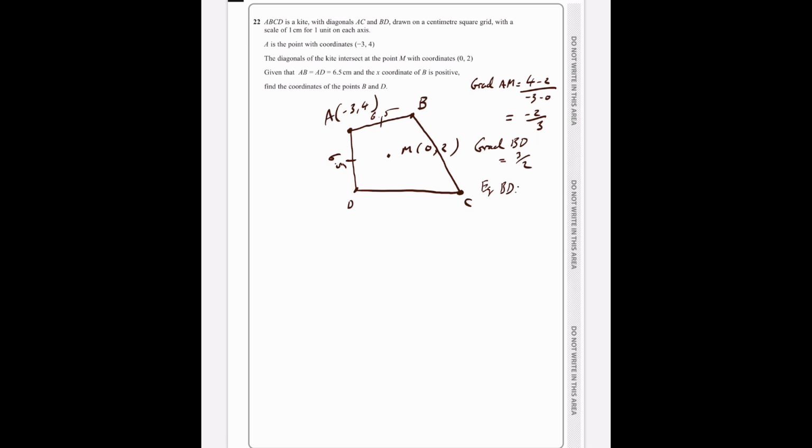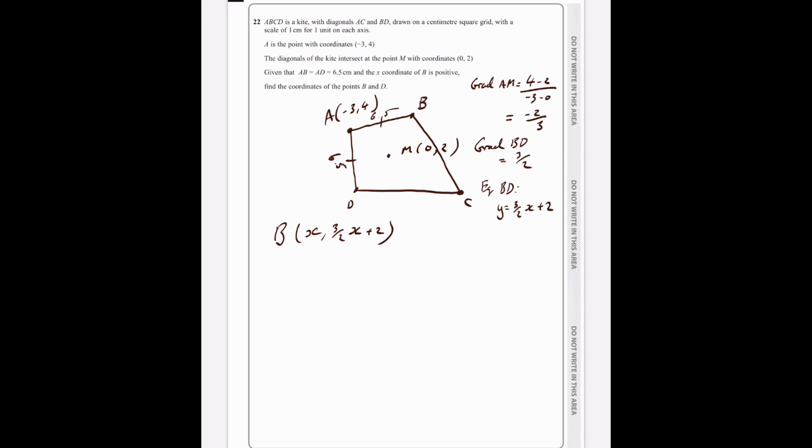And now I'm going to construct the equation of the line BD. We know the gradient is 3 over 2. It passes through (0, 2), so that's going to be the intercept with the y-axis. I actually have to do very little work there. y equals 3 over 2 x plus 2 is the equation of the line BD.